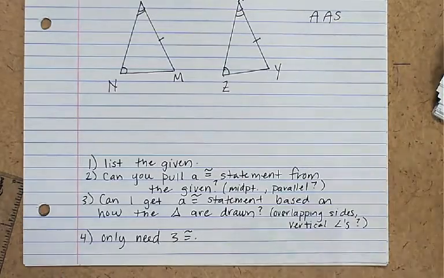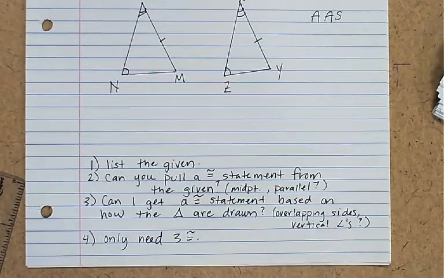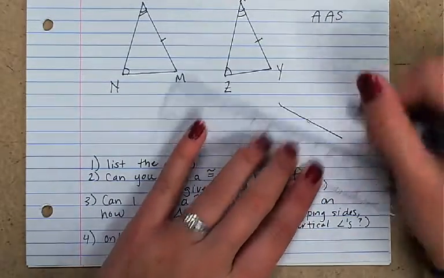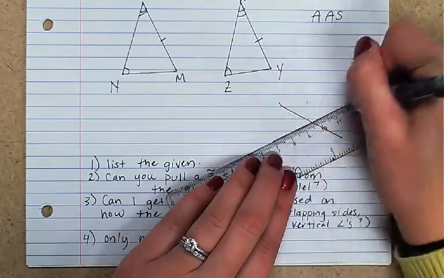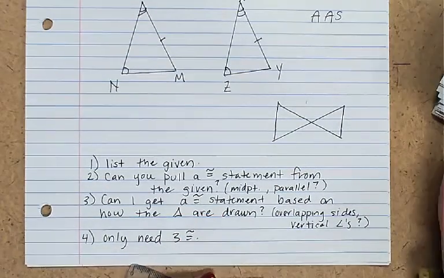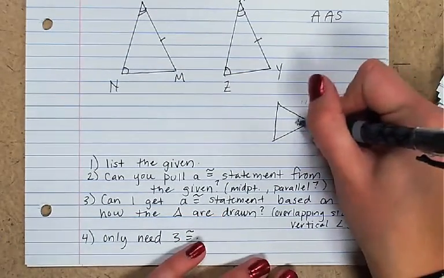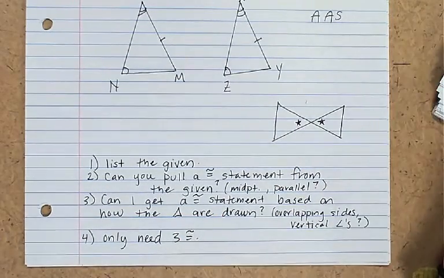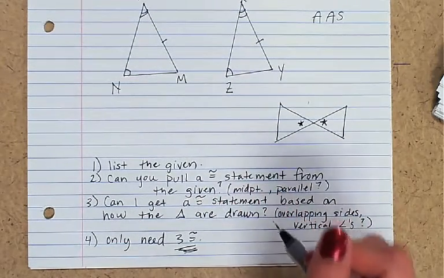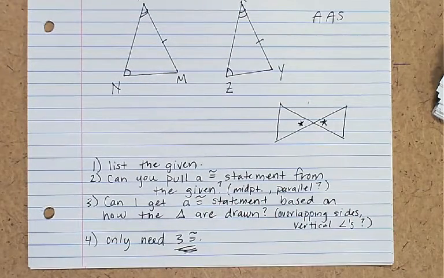The other one is vertical angles. I don't have an example of this, but if your triangles are drawn like so, just by the way that these are drawn, I know that this angle here has to be congruent to that angle there because they are vertical angles. And again, you only need 3 things. It has to be the correct 3 things, but only 3 for triangles to be congruent using SAS, ASA, or AAS.